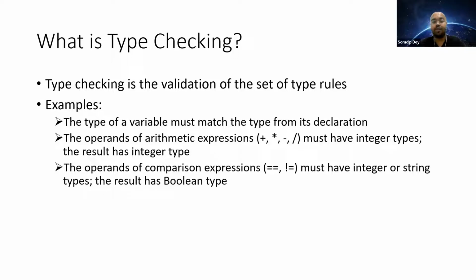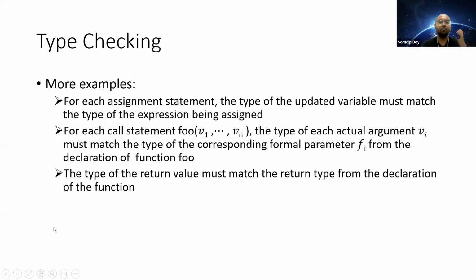Another example of type checking is that the operands of a comparison expression such as equal equal or not equal must have integer or string type, but the result type is actually Boolean. So these are all part of type checking. Let's take a few more examples. For each assignment statement, the type of the updated variable must match the type of the expression being assigned. Another example could be for each call statement.